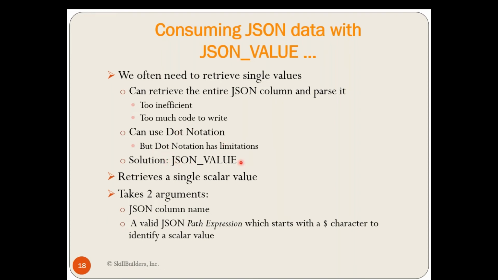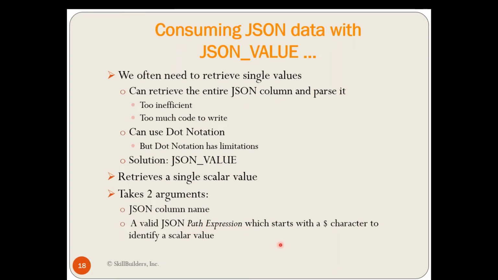If they are a problem for you, you're going to use JSON_VALUE. JSON_VALUE is a function. You do the function on the JSON column name or on the JSON string, and you have to have a valid JSON path expression. The first argument to JSON_VALUE is the column name or the JSON data itself, and the second argument is a valid JSON path expression.